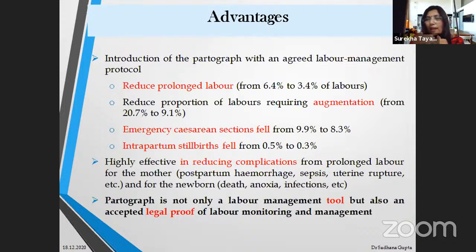Of course, along with that, some apps have also come up now, wherein you can do the electronic partograph on your Android phone also. So now it's becoming easier for healthcare professionals to use this very important tool in the first stage of labor. I think lack of willingness is the maximum thing. Availability and all is there.